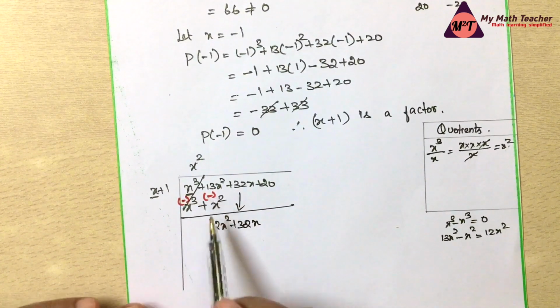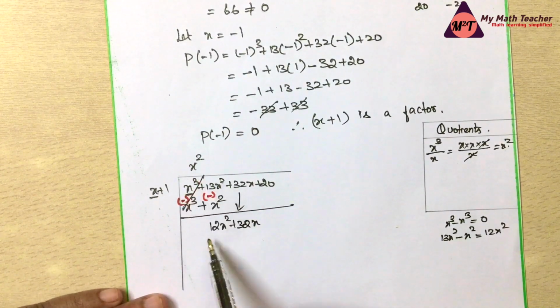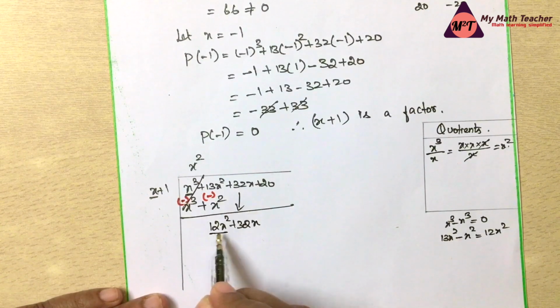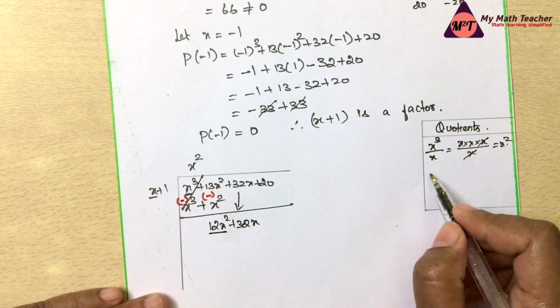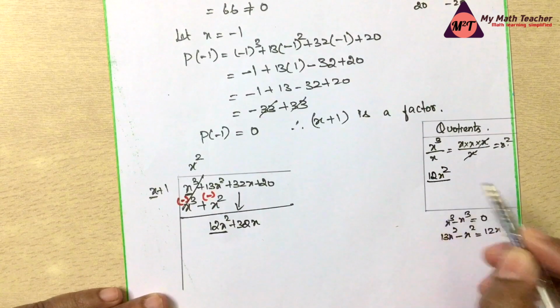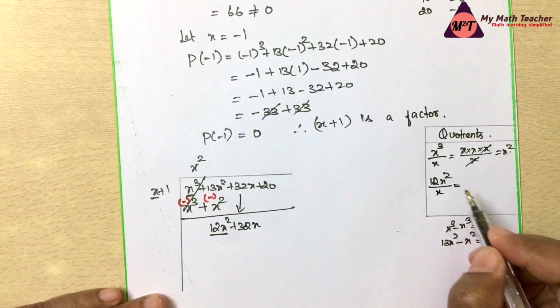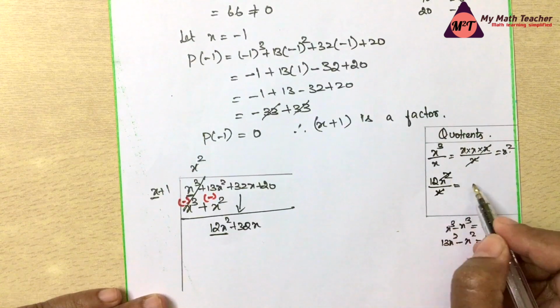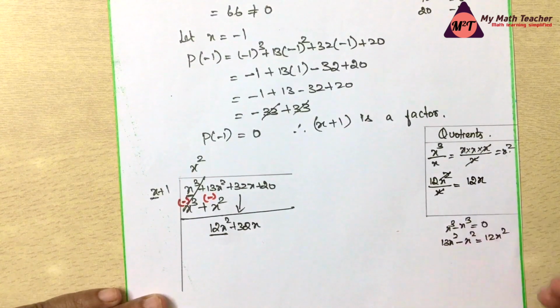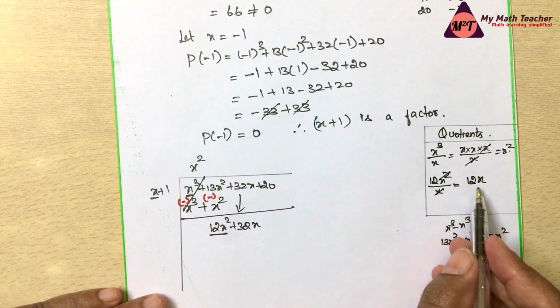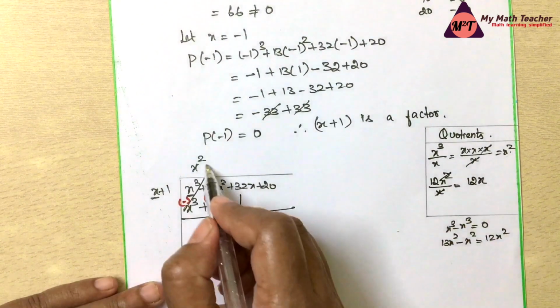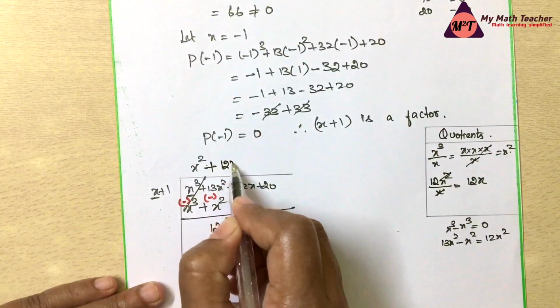Now we have to find the next term of the quotient. The first term here is, now it's 12x square divided by the same first term, which is x. When you divide this, x and x will be cancelled. Answer is 12x. Now straight away we'll write 12x. It is positive 12x. So plus 12x.